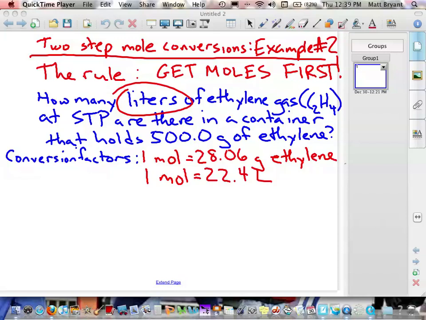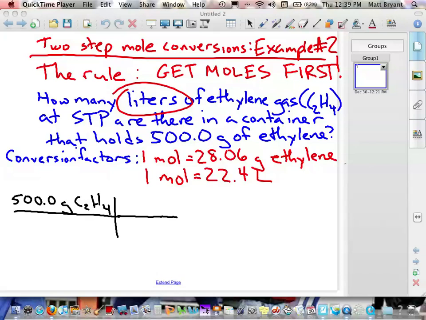Now, the first thing we always do when setting up a dimensional analysis problem is we set up a grid and we start with the value that we're given. In this case, we start with 500.0 grams of ethylene. Now, you may be a little annoyed that we've represented this as 500.0, but that's important, because if we can measure it that precisely, then we need to account for those sig figs in our answer. So, let's get back to the problem. We have 500 grams to start, and the first step is to get moles first. In this case, to get from grams to moles, we need to use the molar mass as a conversion factor.